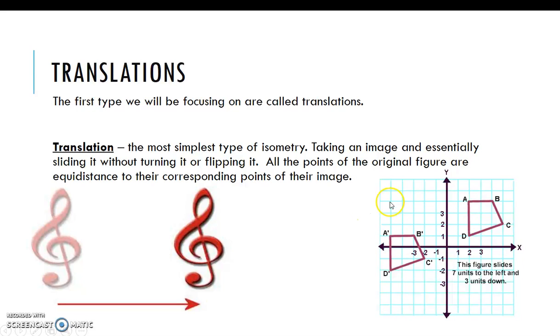It preserves distances and it preserves all the angle measurements.